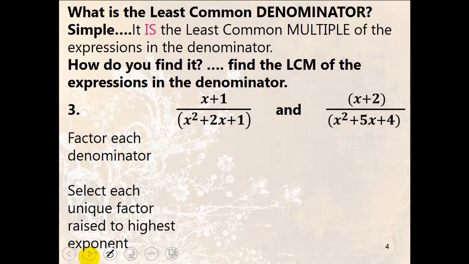Now we're going to transition into the least common denominator. So pretty much in a nutshell, the least common denominator is simply the least common multiple, what we just found on the last two slides, of the factors in the denominator. So you want to make sure you factor each denominator. So we're factoring. This is x plus 1 times x plus 1.